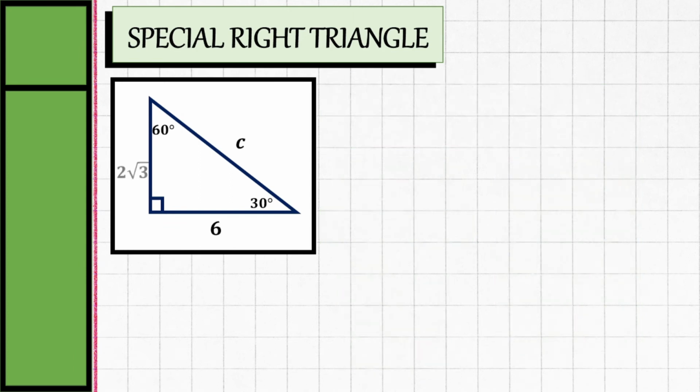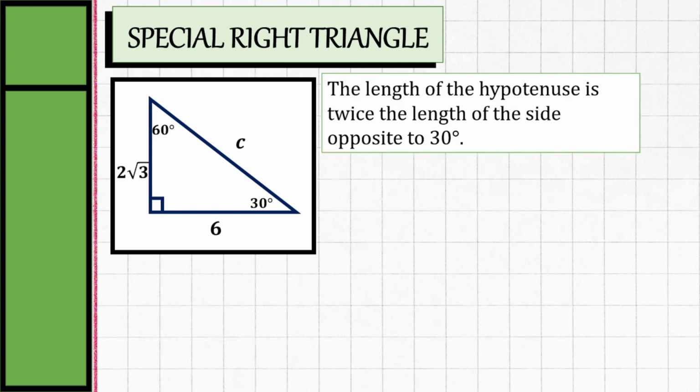So now that we have our shortest side, or the side opposite our 30-degree angle, which is 2 square root of 3, we can now solve for the hypotenuse. Using the 30, 60, 90 triangle theorem, it is stated that the length of the hypotenuse is twice the length of the side opposite the 30-degree angle. So we're going to use this equation, C is equal to 2a.